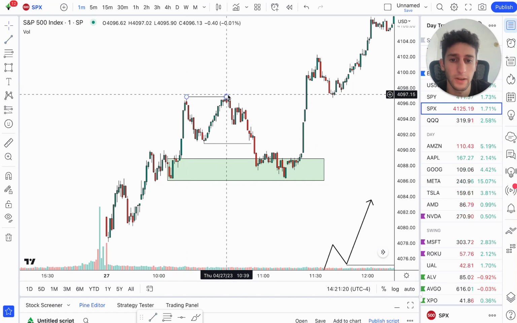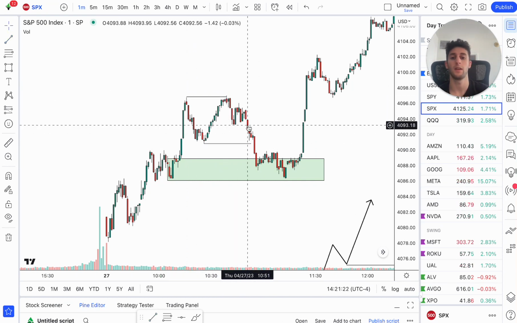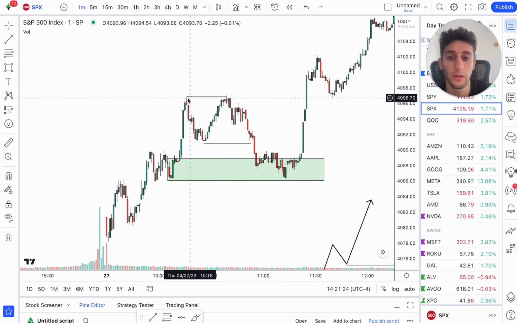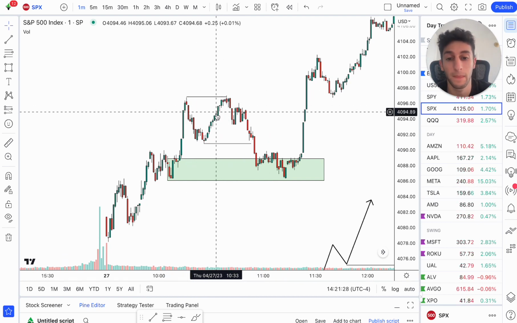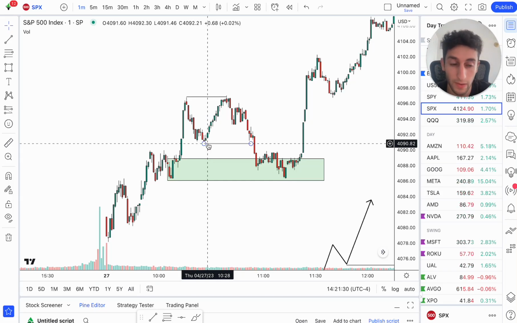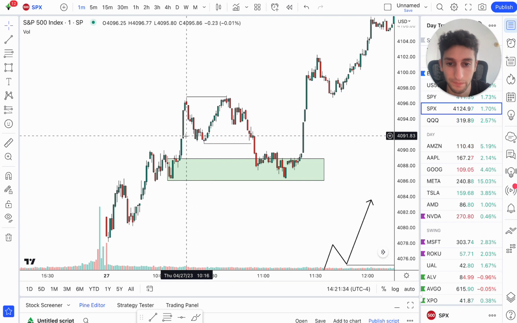Okay, we just barely take out the top and immediately reverse. This is not a real high being broken here. And if you don't have a real high being broken, that means this is not a real low. And if that's not a real low, then we can still be in an uptrend even if it breaks. Okay, I know that might be a little complicated. Feel free to go back and read that again.